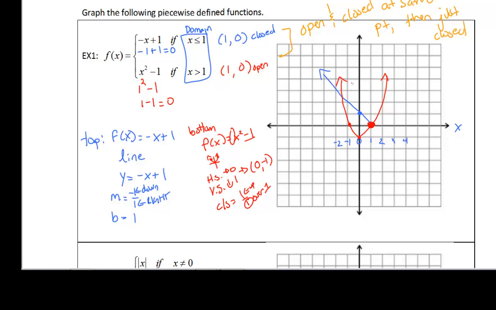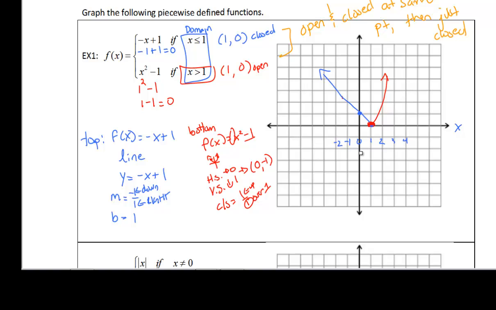But that is not correct. Why is it not correct? Because I'm told that the bottom only exists to the right of 1, or where the numbers on the x-axis are greater than 1. So I don't exist to the left of 1. To the left of 1, I'm this blue line. I only exist to the right of 1. So everything that's over here to the left, I have to erase. I have this as my function.